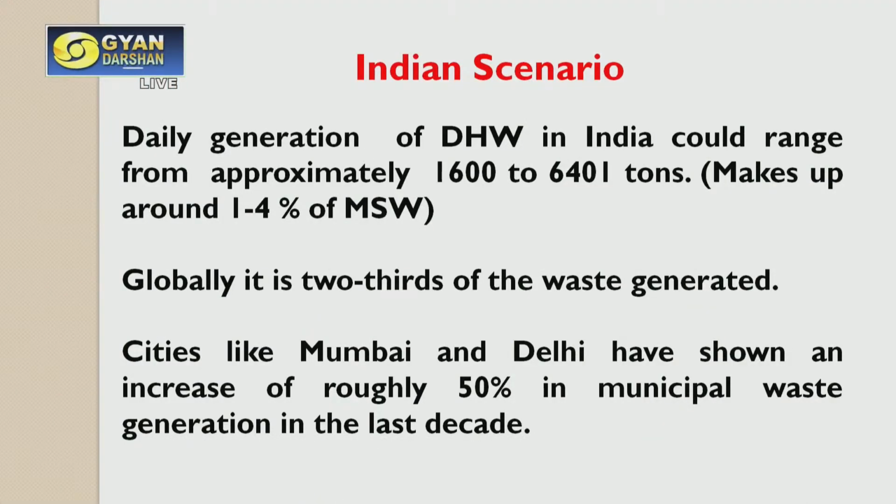Now, if you look at our scenario, how much is it generated? This is also a common question. We would like to know how much domestic hazardous waste is generated. According to recent studies, around 1600 to 6401 tons is being generated daily, and it can range between 1% to 4% of municipal solid waste. Although it appears to be a very meager amount, the special thing about domestic hazardous waste is that it is generated at very, very low amounts, 1 to 4% of MSW, but it is so toxic that even at such low concentrations, there is a risk of health hazards to us.